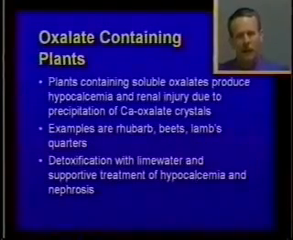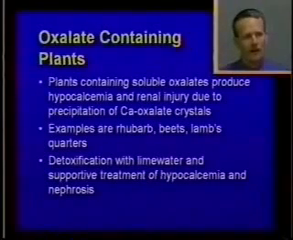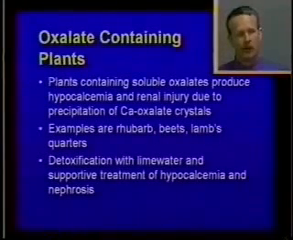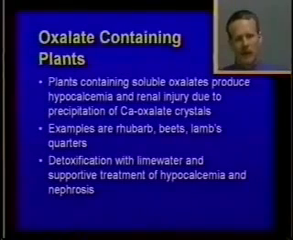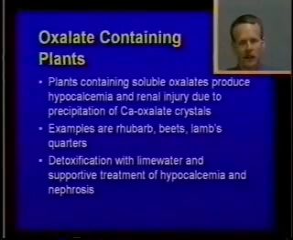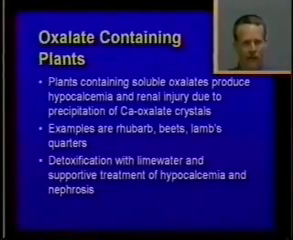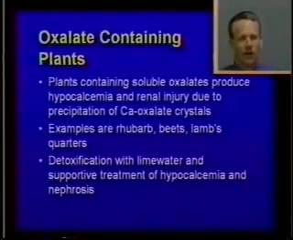The other type of oxalate-containing plants are those that contain a soluble form of oxalate. When an animal eats these plants, the soluble oxalates are absorbed and then combined with calcium and precipitate in the kidney, much like what we saw with ethylene glycol. So the symptoms of ingestion of a soluble oxalate-containing plant would be hypocalcemia, followed by renal injury due to precipitation of the calcium oxalate crystals. Examples of plants that produce soluble oxalates are rhubarb, beet plants, as well as lamb's quarters.